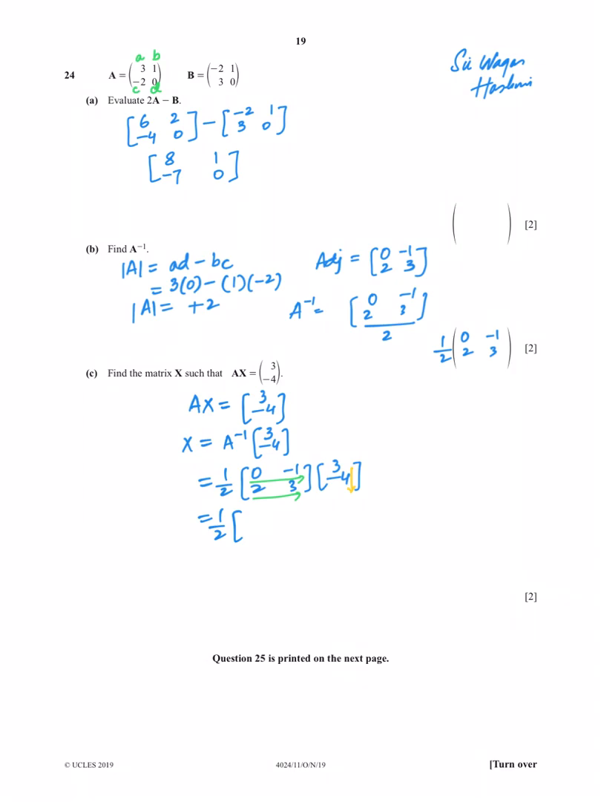Now it will be 0 times 3 will be 0, minus minus plus 1 times 4, it's 4. 2 times 3 is 6, minus 3 fours are 12. Alright, 1 upon 2 as it is, 0 plus 4 is 4, 6 minus 12 is minus 6. You need to multiply 1 upon 2 with these two. So 4 upon 2 will be 2 and minus 6 upon 2 is minus 3. So that is your matrix X.